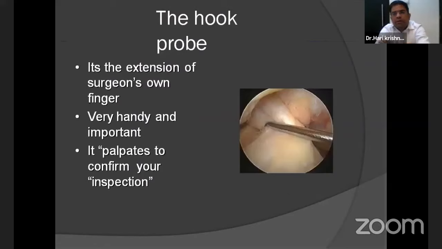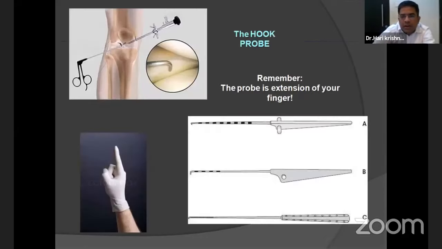And very important is the probe, which is called the extension of the surgeon's finger, which is very, very important for an arthroscopist. One important thing in the probe is that it has a hook and it has calibrations. So what calibrations are important? Yes, it's very important to see the glenoid bone loss in shoulder arthroscopies, if you want to change from Bankart to the Latarjet.